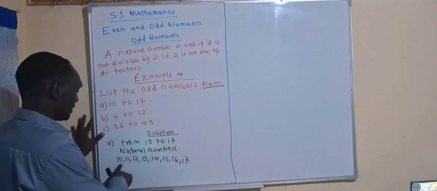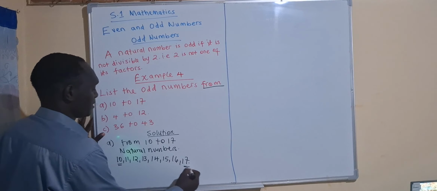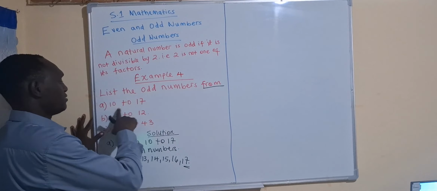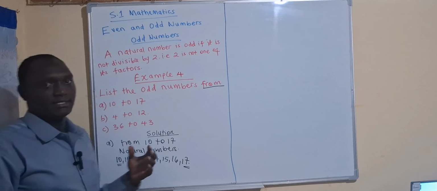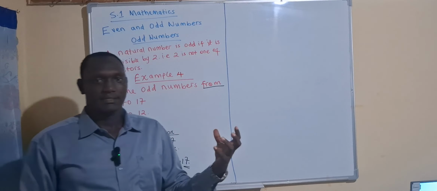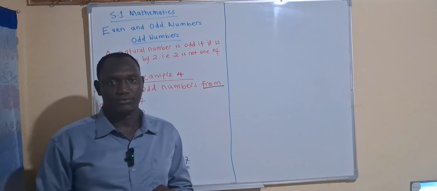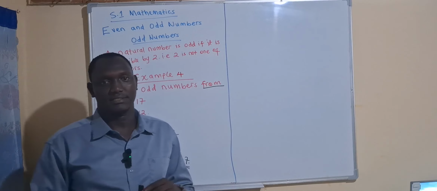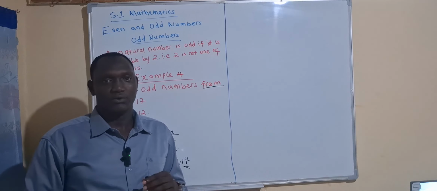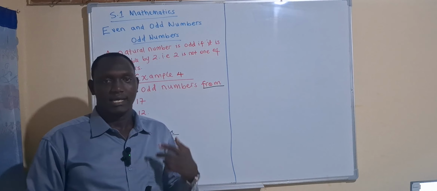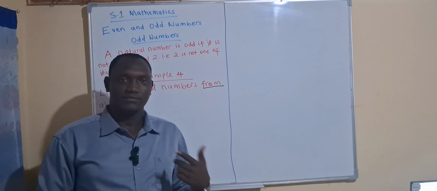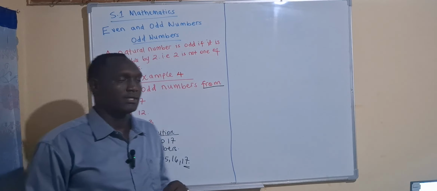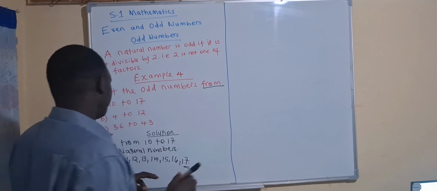Why are we including 10 and 17? Because of the statement that says from 10 to 17. This means that 10 and 17 are inclusive. So these are the natural numbers from 10 to 17. Now, let us look for odd numbers. In other words, let's look for numbers that when we divide by 2, there is a remainder greater than 0. The remainder should not be 0.